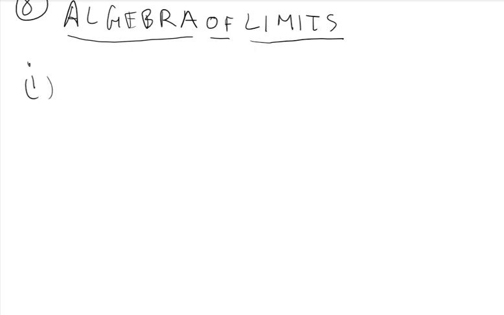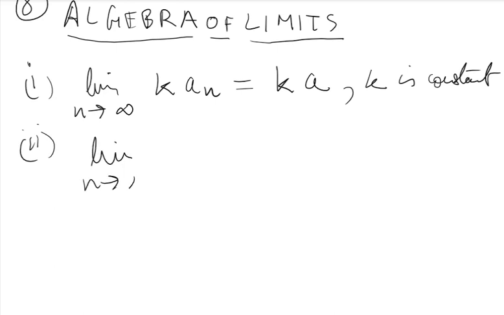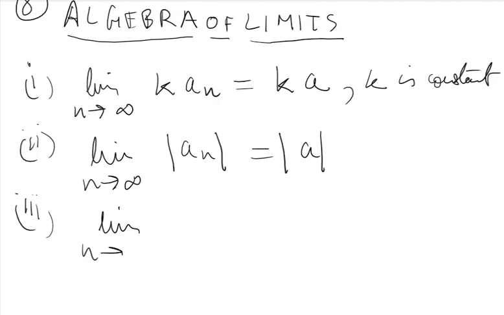So the first one will be limit n tends to infinity k a n will be equal to k a, where k is a constant, definitely k is constant. Okay, second one, limit n tends to infinity mod a n will be equal to mod a. Alright, third one, limit n tends to infinity an plus bn will be equal to a plus b.